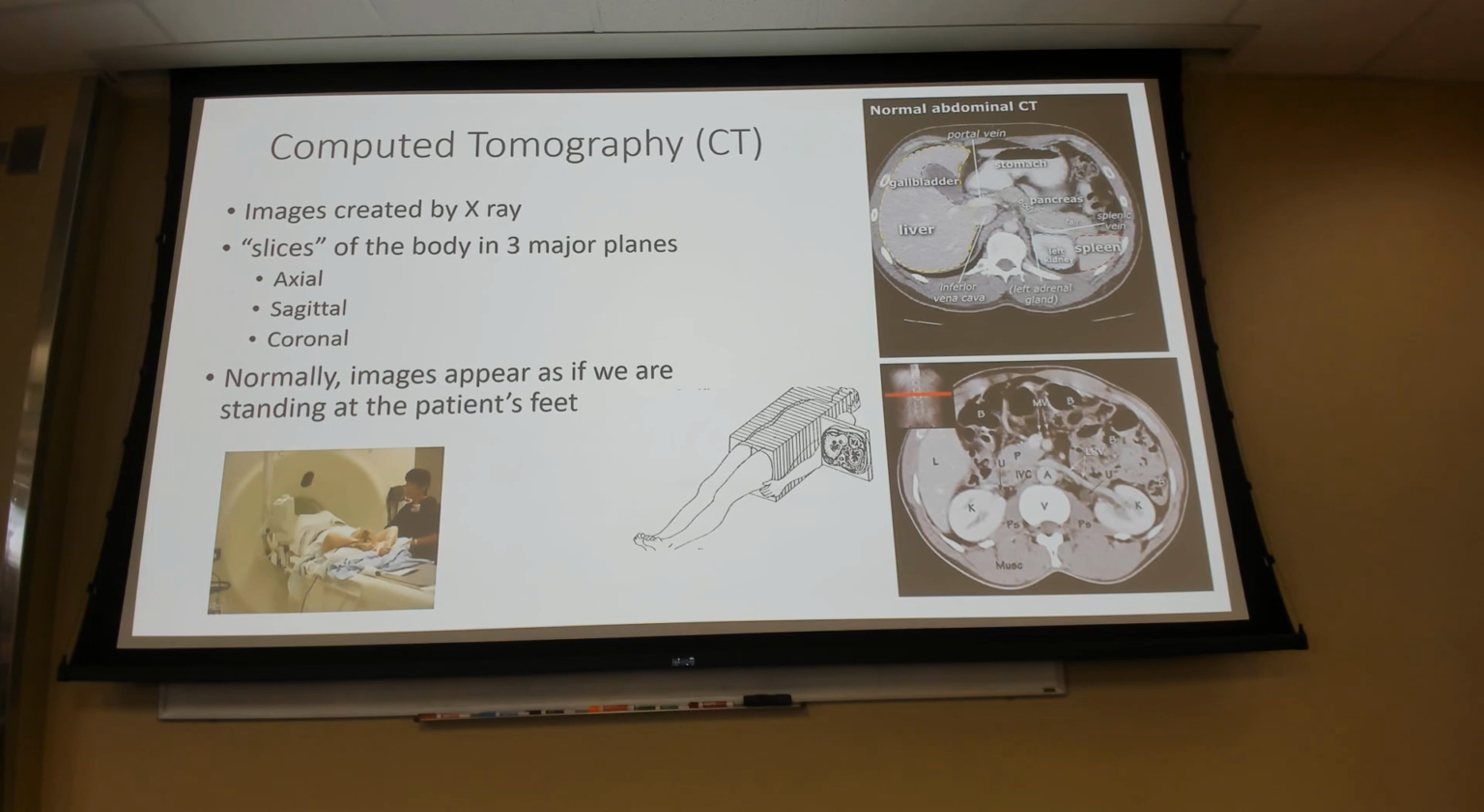But obviously, images are created by X-ray. We have slices through the 3 major planes of the body, and then it helps us evaluate a lot more thoroughly what we're looking at in the belly than a plain film will. And as you can see, all of our structures there and our organs, it does a really good job. It can be overwhelming at first when you guys are reading CT scans, which is why I recommend just reading lots of them. Just look at them all the time.